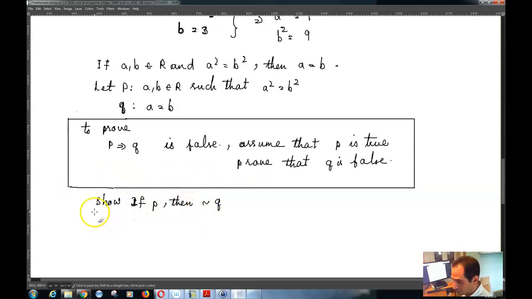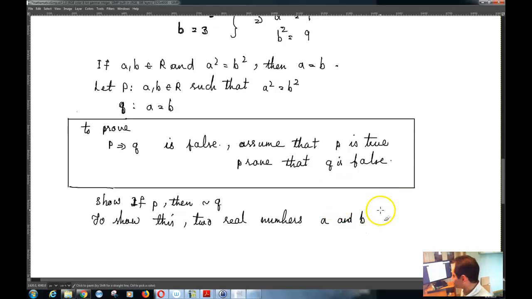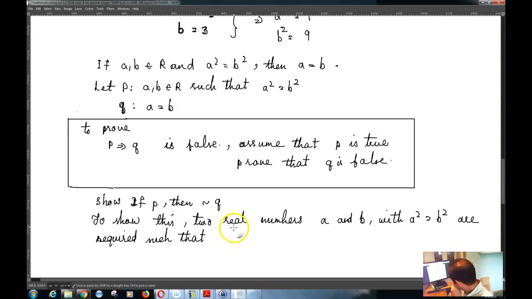So basically to show this, two real numbers a and b with a squared equal to b squared are required such that a is not equal to b.